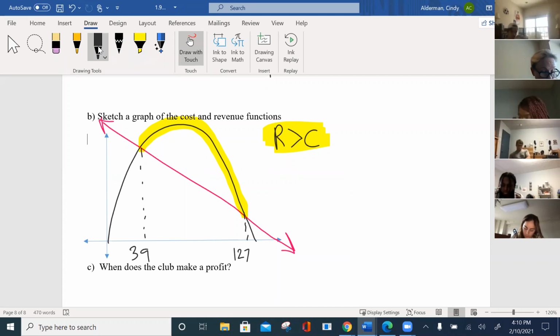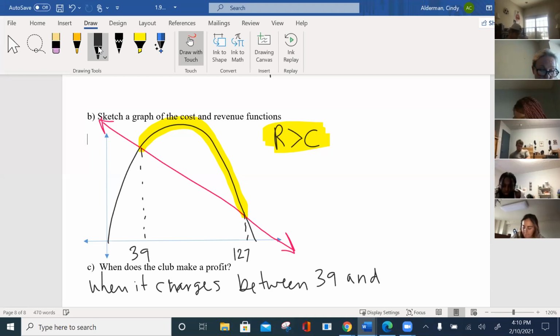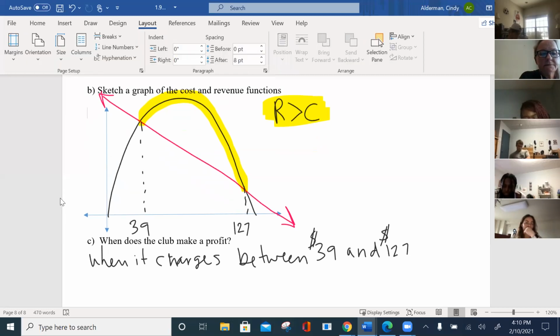So you can say the club makes a profit when it charges between 39 and 127. And just watch where Wiley wants you to round to. So just watch that. And that's because revenue is greater than costs on these points.